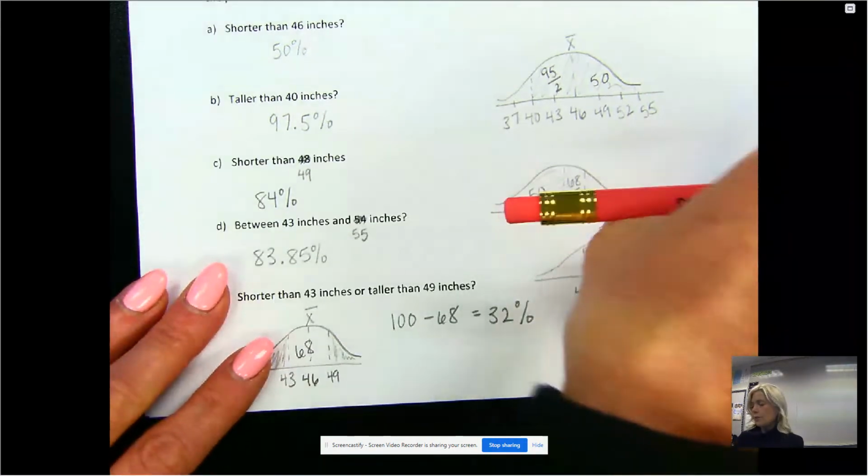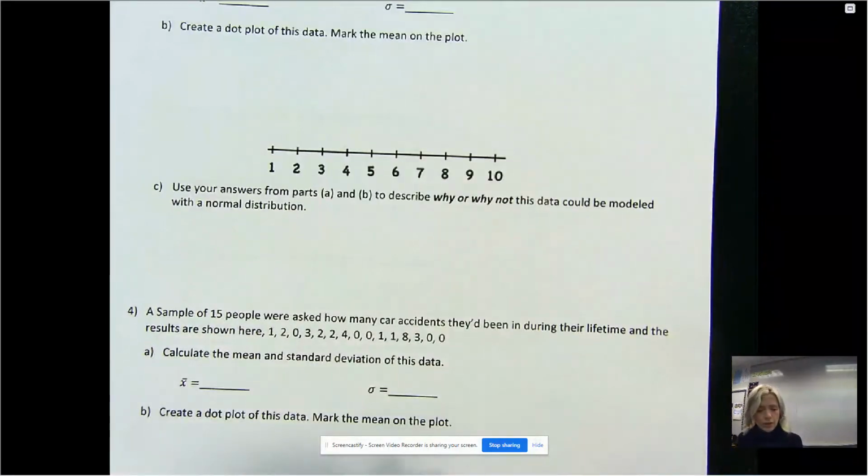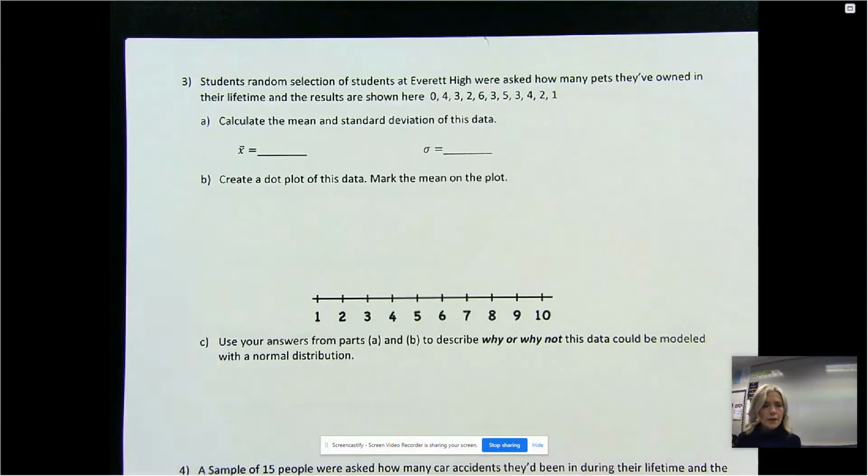All right, page 2. So we have some data here. We're going to find the mean, standard deviation, and then we're going to plot the points and then talk about normal distribution. All right. So a random selection of students at Everett High were asked how many pets they've owned in their lifetime, and the results are shown here. Calculate the mean and standard deviation of this data. Create a scatter or a dot plot. Mark the mean on the plot, and then we'll decide whether or not it could be modeled with a normal distribution.